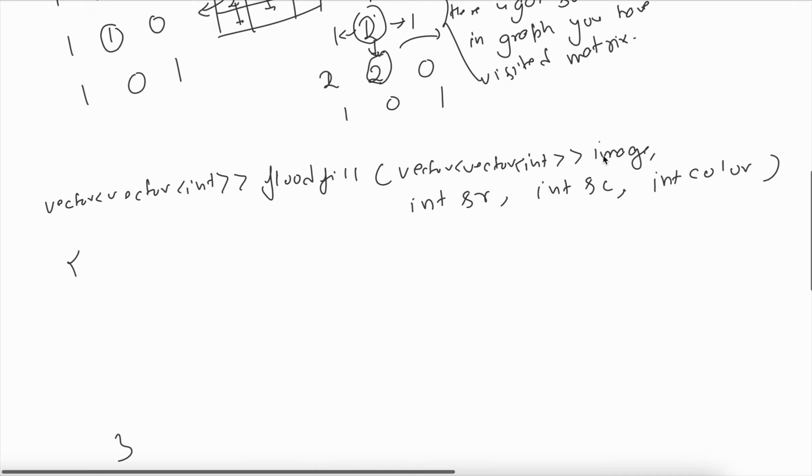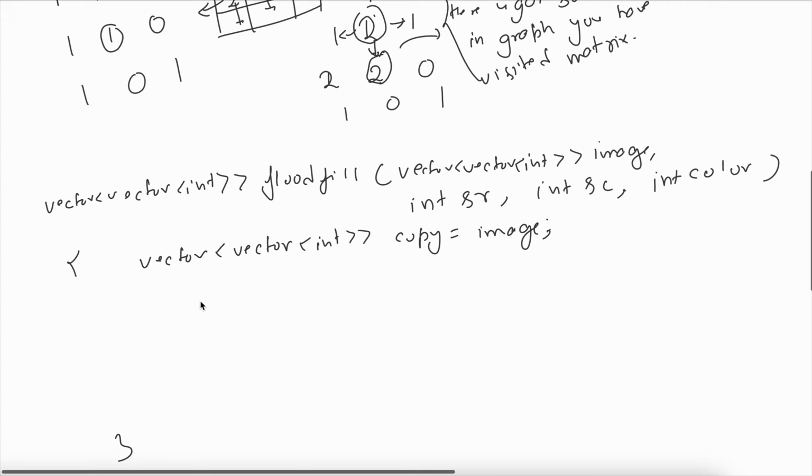Generally, an interviewer will like it if you make a copy matrix, because updating the input is not a good habit, it's not a good practice. You should not update the input that you have got. So basically you can have a copy of the image here.